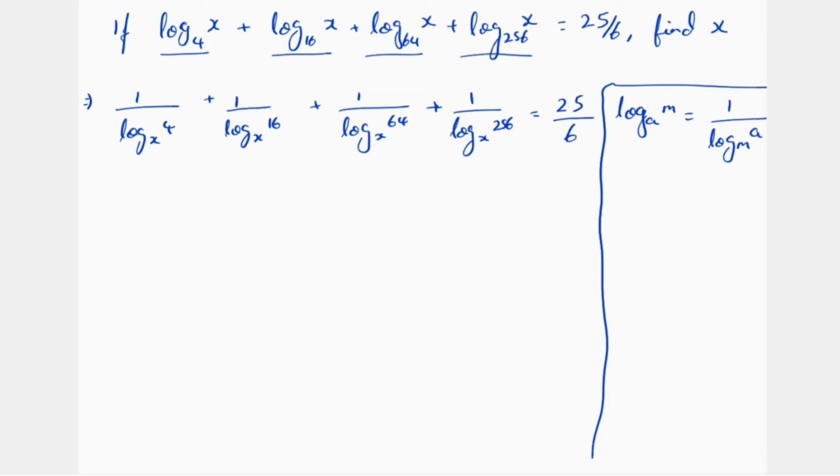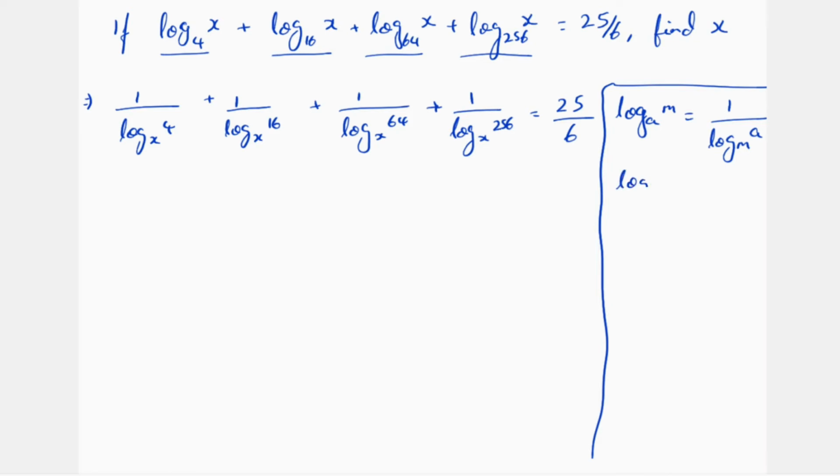You can see how easy it was. By bringing all the log values from the numerator to the denominator, we have switched the positions of x and the base. Now all the log values have the same base, which is nothing but x, the value which we have to find. Now we'll be applying another logarithmic property.